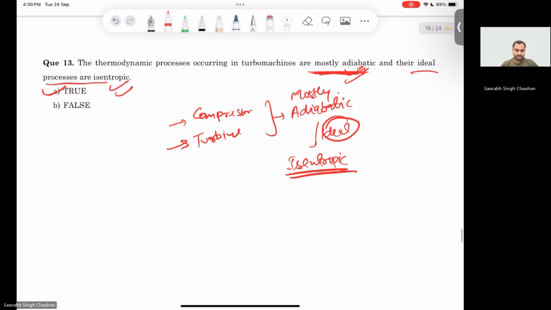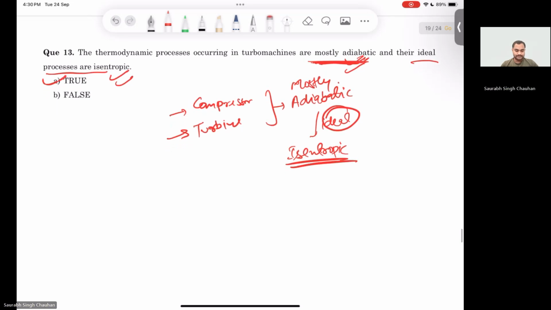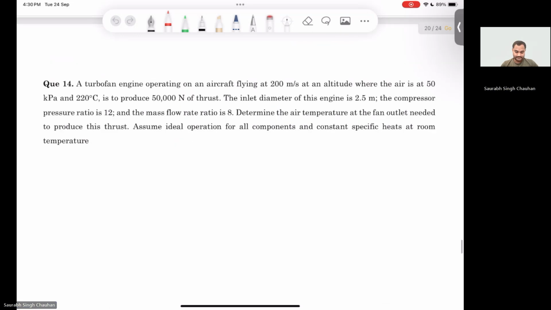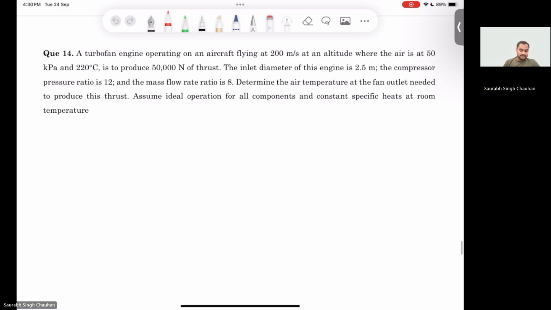So now we can move to the next question. Question 14. Okay. So this is subjective question, numerical question. We will read this question. It says that a turbofan operating on an aircraft flying at 200 meter per second, at an altitude where the air is at 50 kilopascal and 220 degrees Celsius.